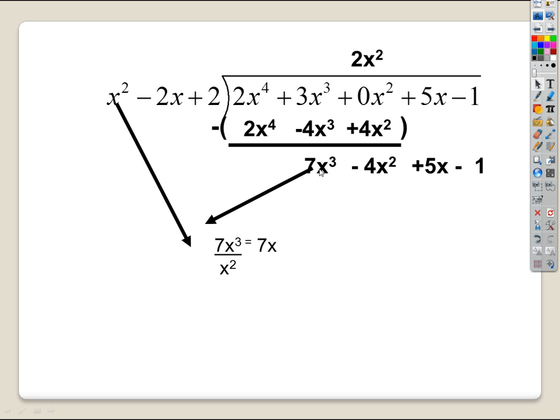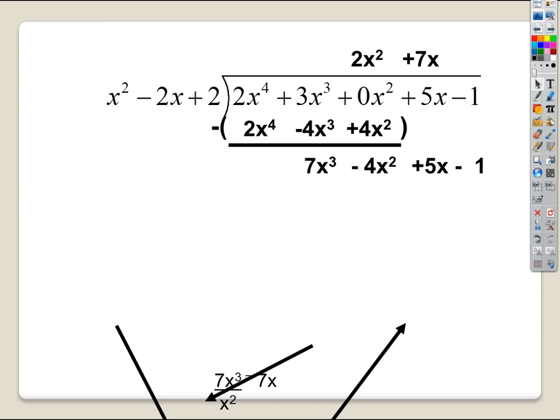Either way, the answer is 7x, isn't it? If I divide them out, 7 over 1 is 7, x cubed over x squared is x to the 1. And so 7x is the next term that appears in my polynomial on top. Now what? Times. Distribute that through what's out front. And we just do the same process over.